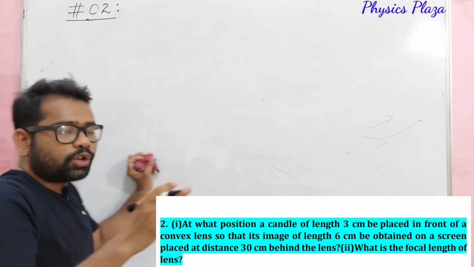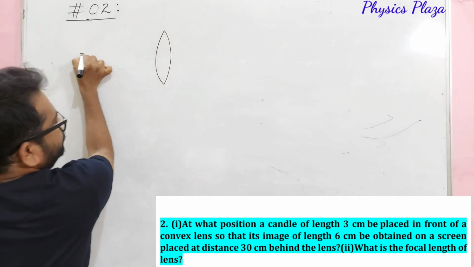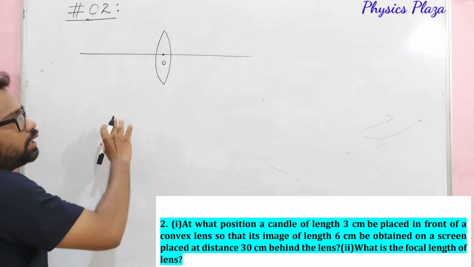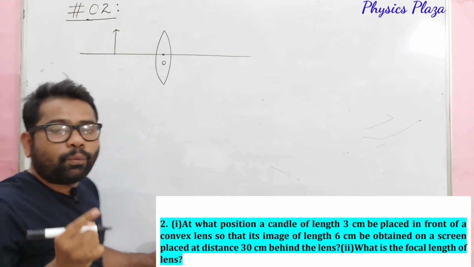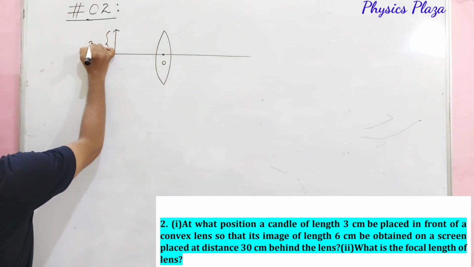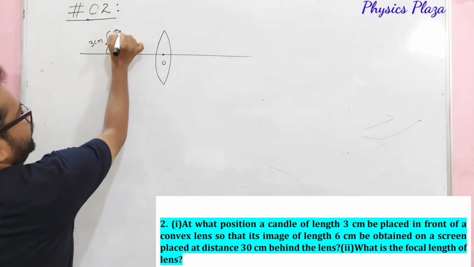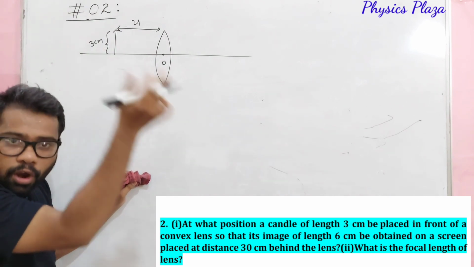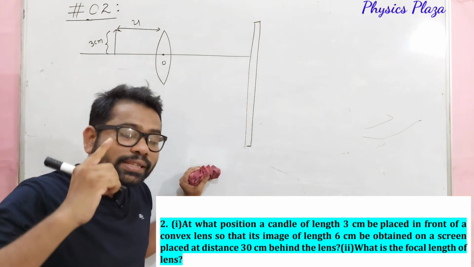First, dear children, in order to solve this numerical, let us make a rough diagram. Here is a convex lens. Let us say here is the principal axis and here is the optic center. Children, the position of the object is not given. Let us say one object is placed here. But what is given here? Object height is given, that is 3 centimeters. So the object of 3 centimeters is placed in front of the convex lens. Let us say the object distance is u, which is to be calculated, and its image is going to be formed somewhere else. One screen will be there. Children, here you have to think logically. As the image is formed on the screen, what does that mean?